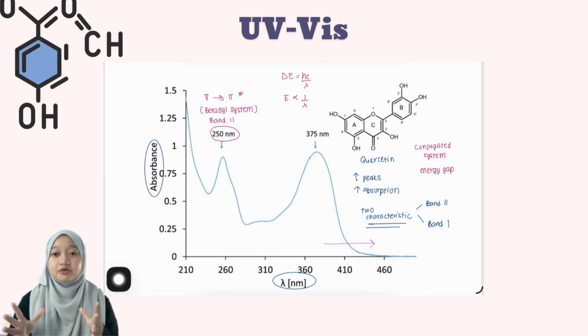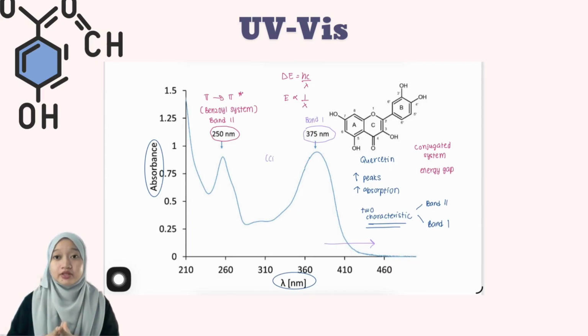The second absorption peak occurs at approximately 375 nanometers and is known as band 1. This band originates from the cinnamoyl system, which involves the B ring and the conjugated C ring of the quercetin. This absorption is also mainly due to a pi-pi transition. However, this region has more extensive conjugation, allowing pi electrons to become more delocalized throughout the molecule.